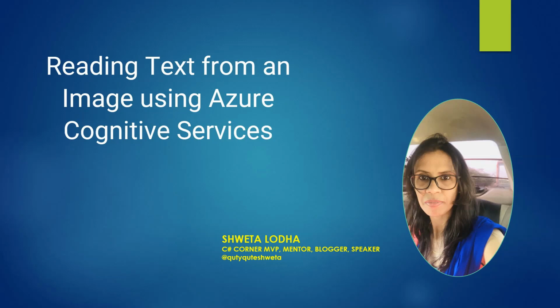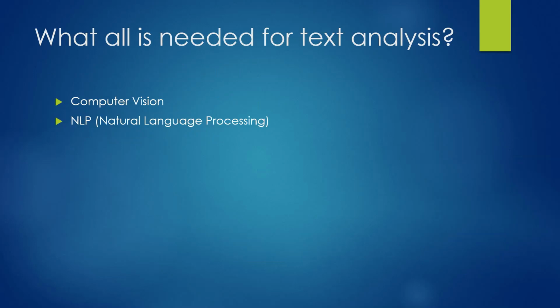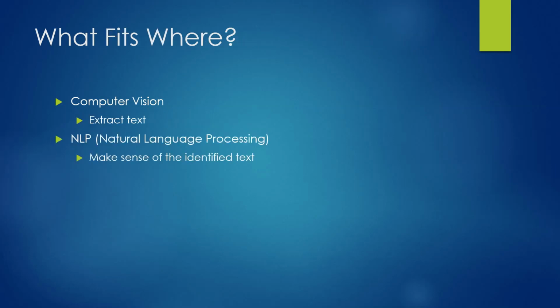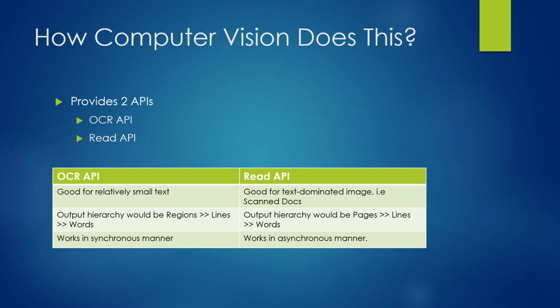Now to read the text, two things come into the picture. First is computer vision and second is NLP, which is short for natural language processing. Computer vision helps us to extract and read the text, and then NLP is used to make sense of that text. So to keep this video short, today I will be talking only about the text extraction part. Now the question is how computer vision performs this.